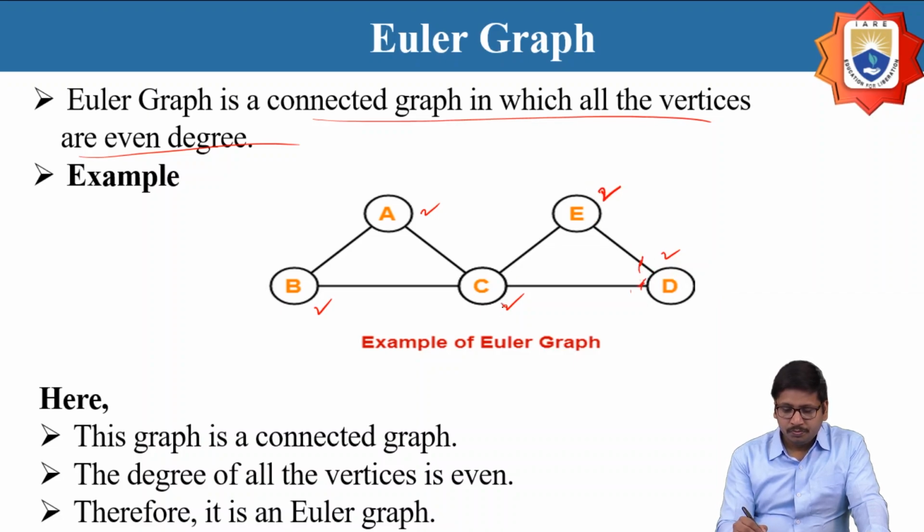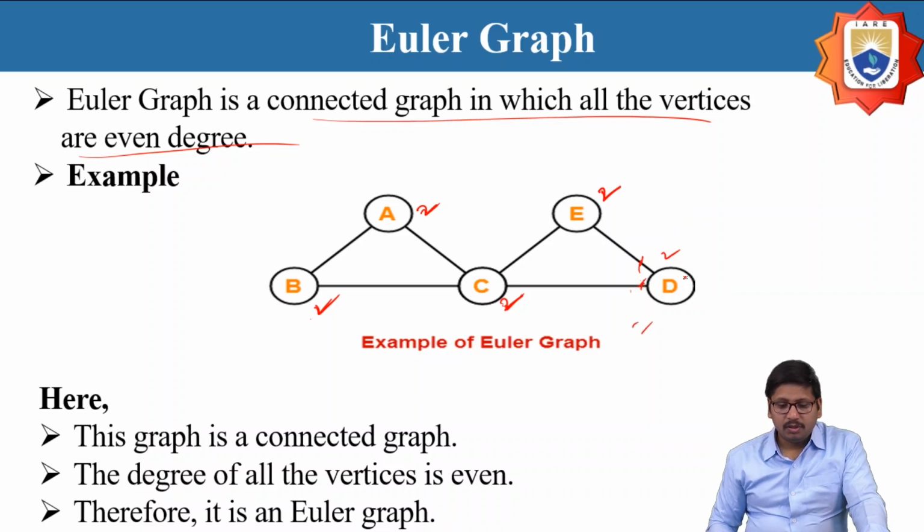So here also 2, 2 and 2. So the degree of all vertices is going to be even, that's why it should be called an Euler graph.